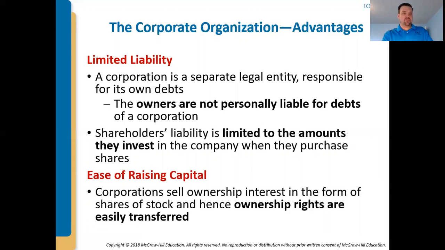Corporations sell ownership interest in the form of shares of stock, and hence the ownership rights are easily transferred. One of the advantages of a corporation is that it is easy to change ownership, buying and selling it.